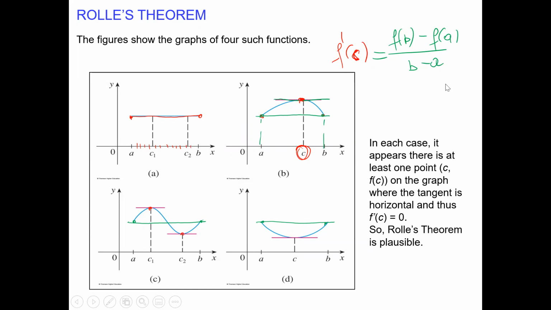But we know that since f of b and f of a are the same, we have 0 in the numerator, not in the denominator. And that's Rolle's theorem. Okay.